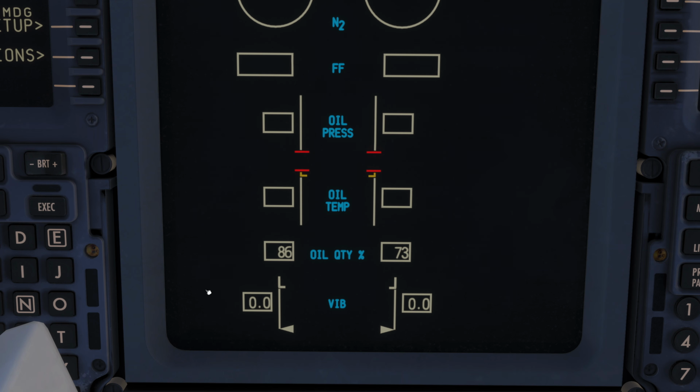Now let's move on to the engine's vibration. Vibration gives us an idea of something in the entire rotating mechanisms of the engine not being right. Generally speaking, a perfectly balanced engine is not going to vibrate at all. However, no engine is perfectly balanced.